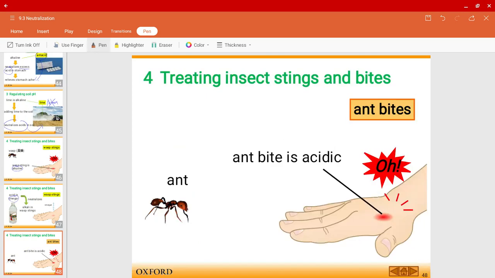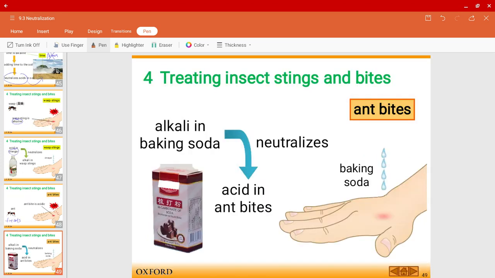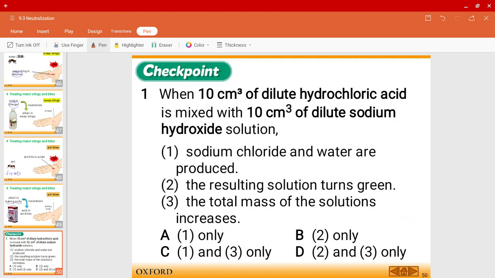Some of you might have been bitten by an ant. Most commonly, these ants, fire ants or red fire ants, their bites are acidic in nature. So for that, you can add baking soda. In the market, in a supermarket or pharmacy, you can find sodium bicarbonate or baking soda, which is alkaline in nature. You can add that to an ant bite and it will help to neutralize it. All right, so these are really good tips that I'm giving you, some home hacks, you can say. You're welcome for that. All right, now let's do some questions.